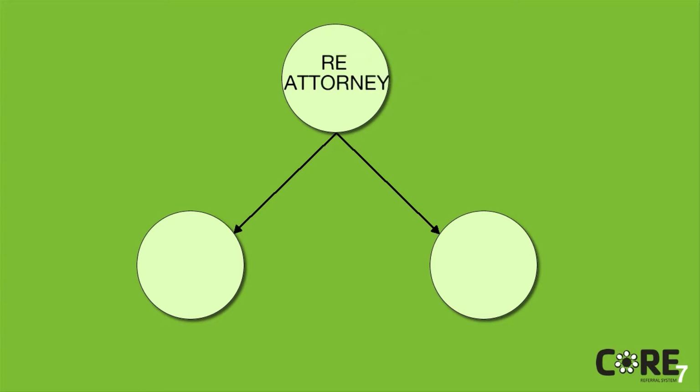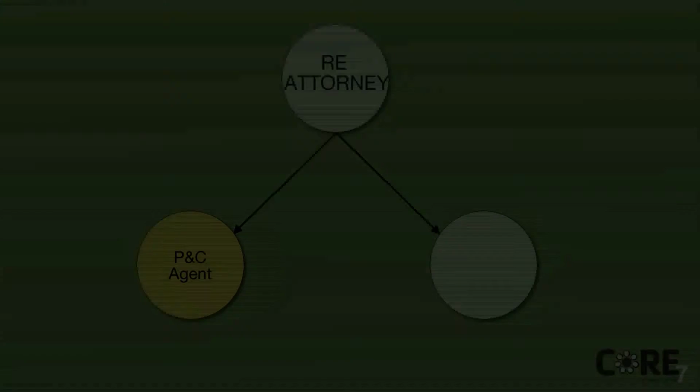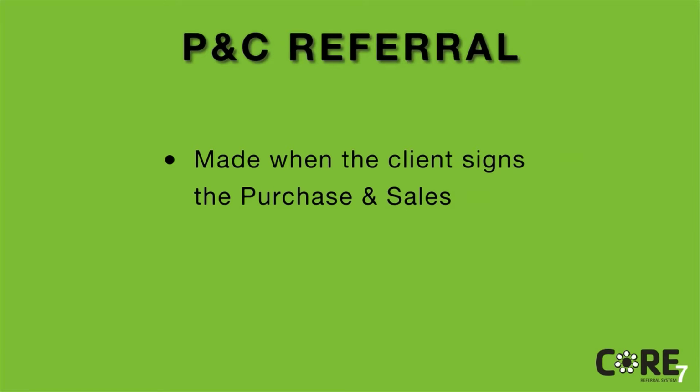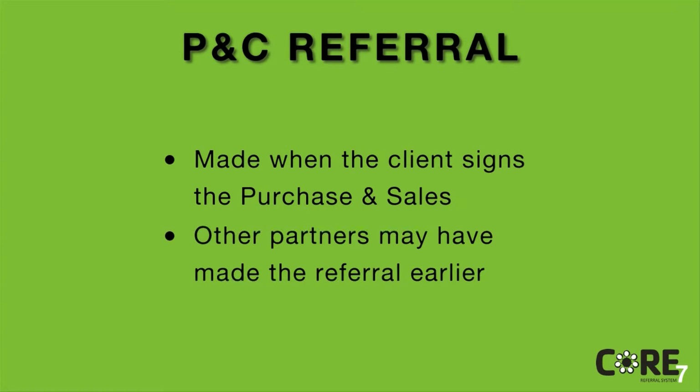Who are the primary targets for the real estate attorney? The first referral target for the real estate attorney is the property and casualty insurance agent. And this is done when the client is signing the purchase and sale. Now, the realtor and the mortgage originator may have already referred the client to the property and casualty insurance agent. So it's still something the attorney should do each and every time on every deal, but the connection may have already been made. So it's good to reinforce it.